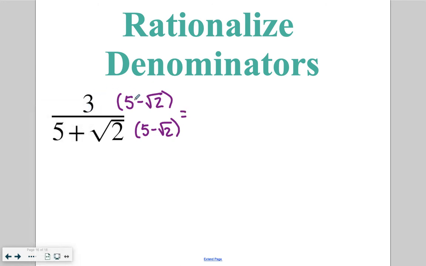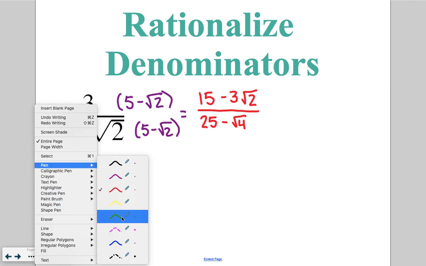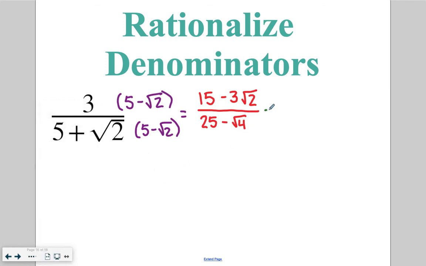So I've got 3 times 5, which is 15, minus 3 times the square root of 2 gives me minus 3 square roots of 2. Can't put those together because the 15 doesn't have a square root. On the bottom, we can then use our shortcut and say 5 times 5, which is 25, minus square root of 2 times square root of 2, which is square root of 4. You can go ahead then and solve the square root of 4, which gives you an answer of 2.